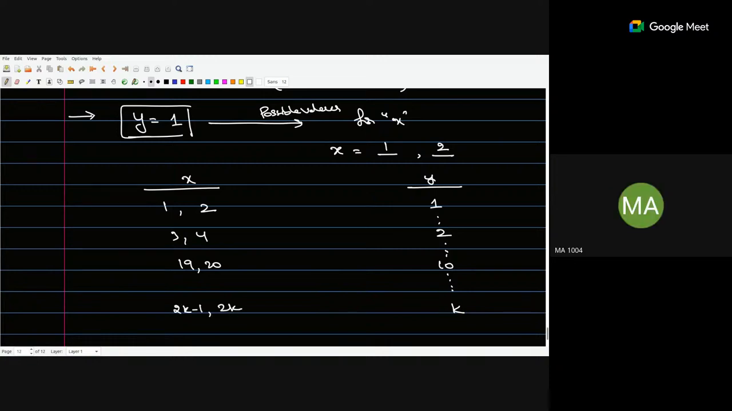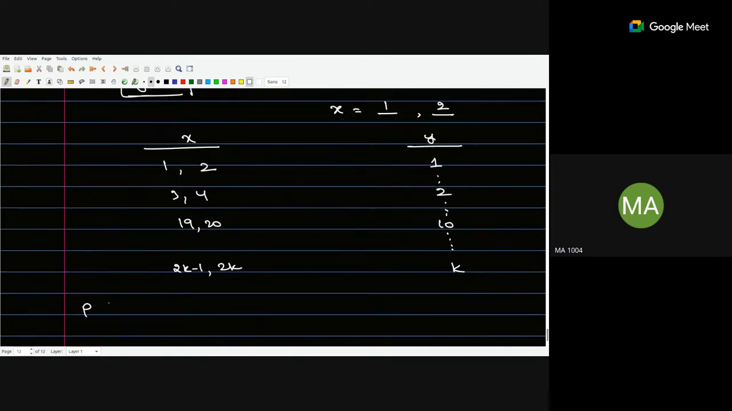Right? 2k is even. If x is equal to 2k, as 2k is even, y will be 2k by 2, which will be k. Now tell me, how can I write the probability that y is equal to k in terms of x? Either x can take 2k or x can take 2k minus 1. Since it is an or, the sum of the two probabilities will be the total probability for k.